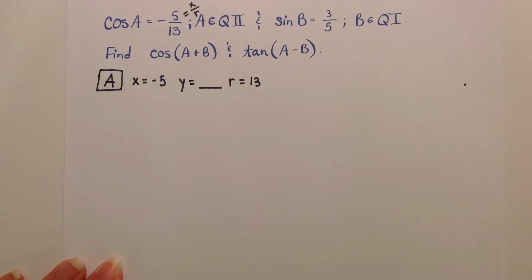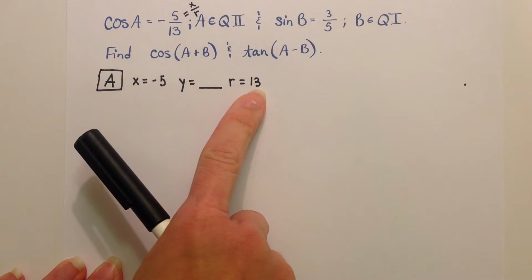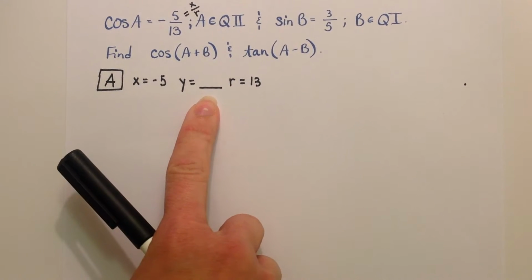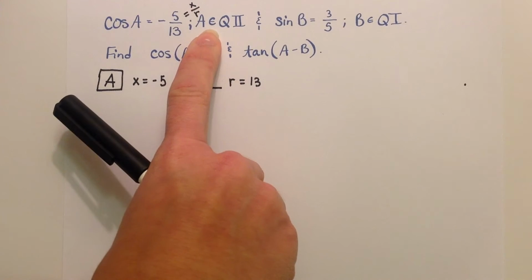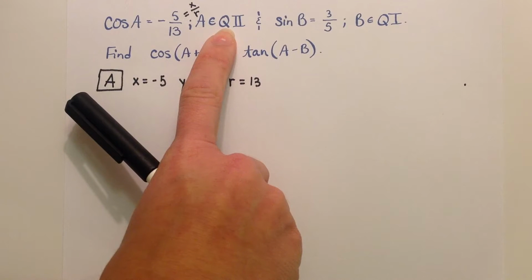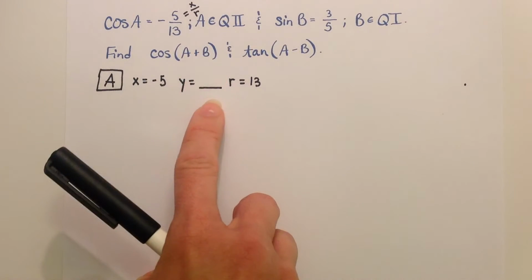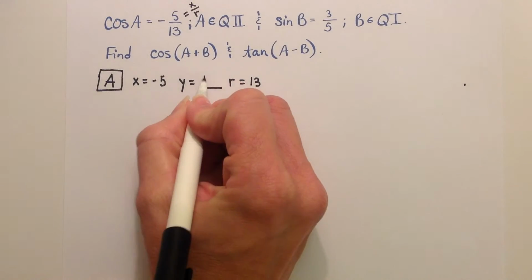Now this happens to be one of those triples, but if you don't recognize that, you can use your Pythagorean theorem. The triple is that this is a 5, 12, 13. I just need to decide whether this needs to be positive 12 or negative 12, and that's going to be based on the quadrant that angle A is in. If you are in the second quadrant, any ordered pair that you have in the second quadrant, Y has to be a positive value, so this would be a positive 12.